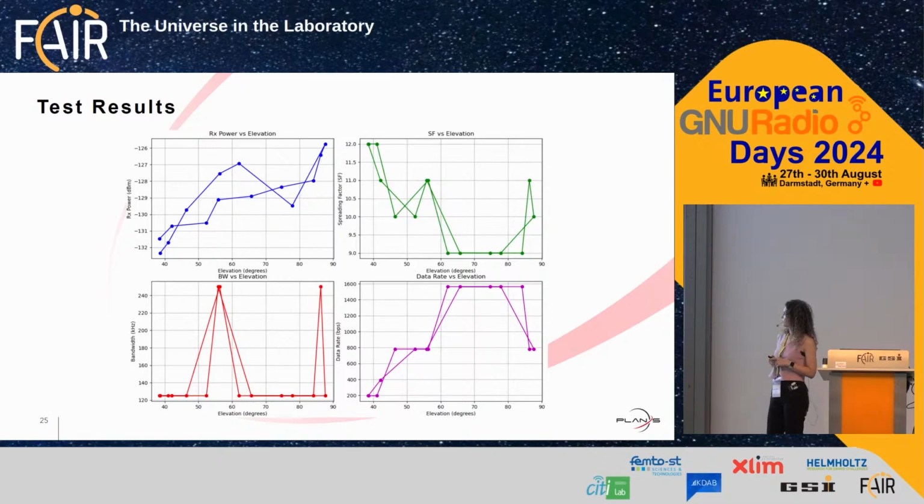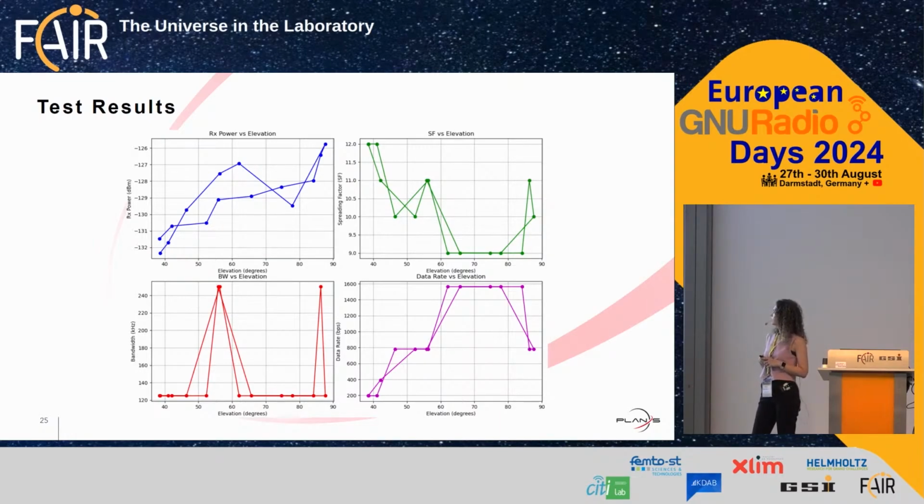Test results are as follows. These graphs are against elevation angle, again, for one satellite pass. You see in the first graph the received power. As we expected, the received power increases when the satellite approaches and decreases when the satellite moves away.